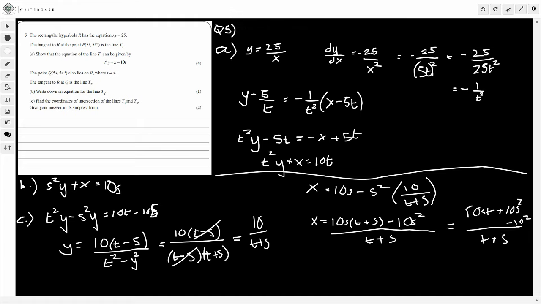So if you cancel this down now, that's going to be 10st, because obviously that 10s squared here will cancel with the minus 10s squared. You just perform the subtraction. So that's going to give me 10st divided by t plus s. And we've done it, that's our x coordinate. So we've found the coordinates of the intersection of the lines T1 and T2 in their simplest form. And that's the full paper done.